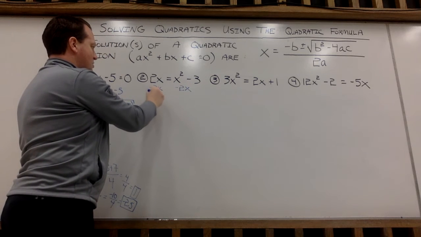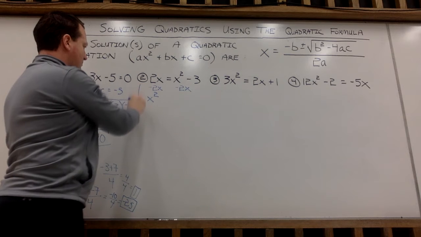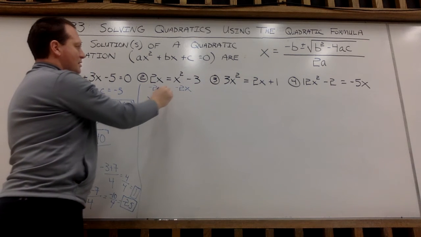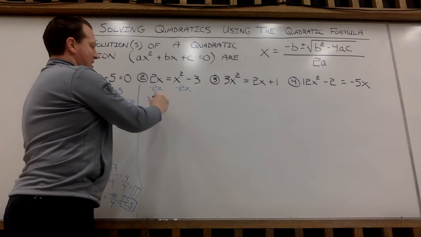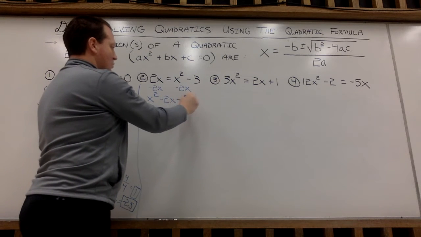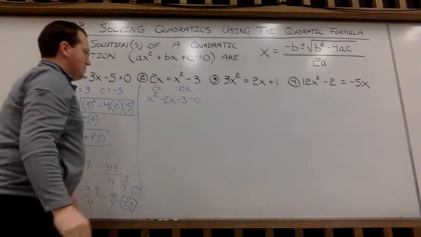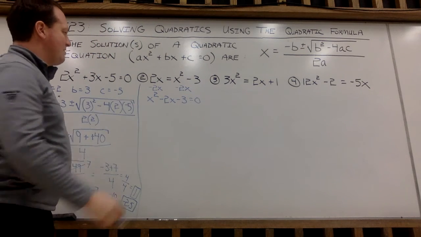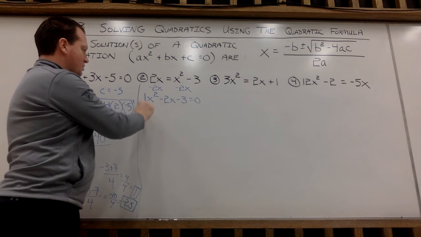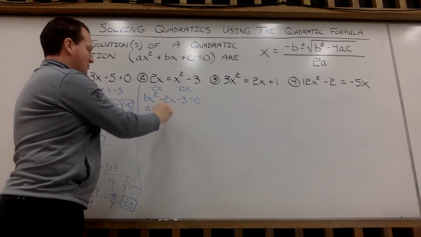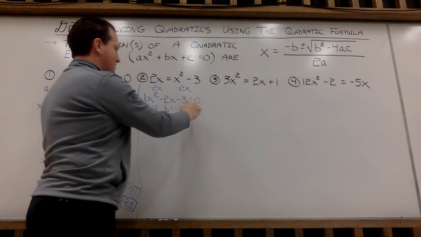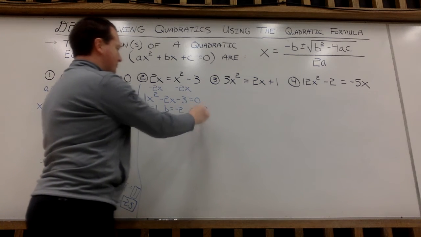I'll have x squared minus 2x minus 3 equals 0. So there we have it. Our a value is going to be 1 since I have 1x squared. b is negative 2. And c is negative 3.